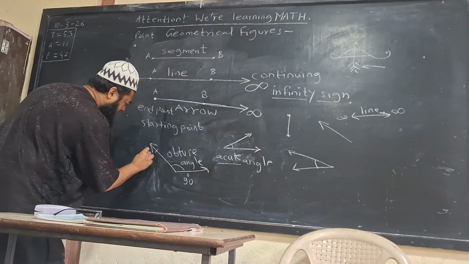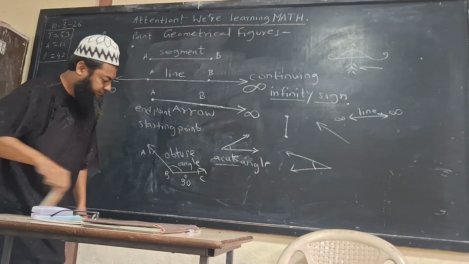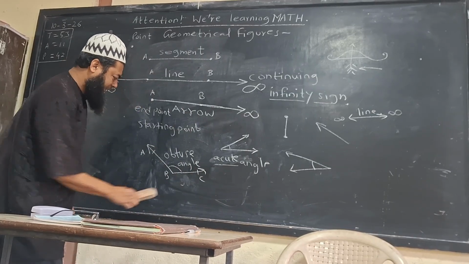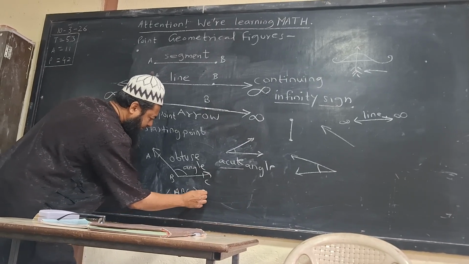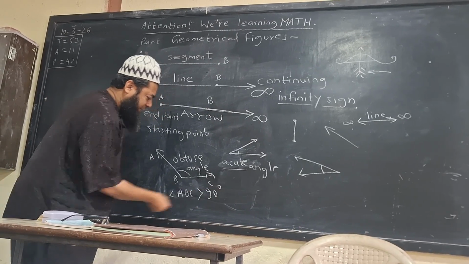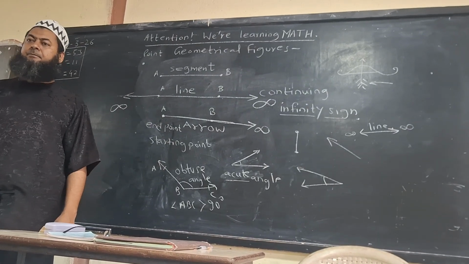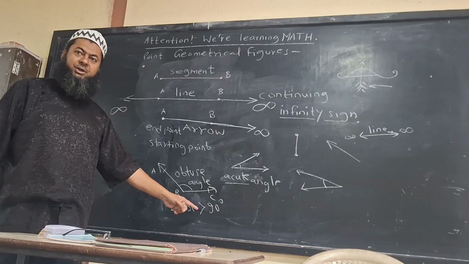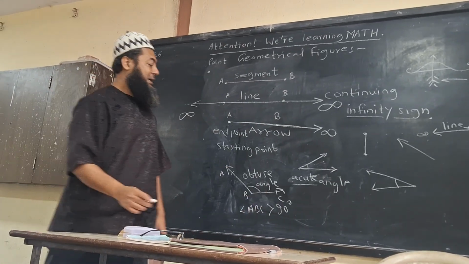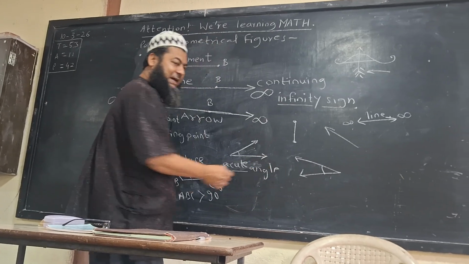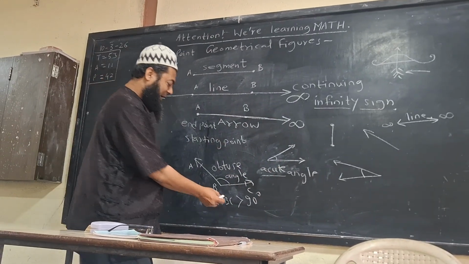You will give the names A, B and C. So here we will write angle ABC. Can you read this? What is this written mathematically? Yes, angle ABC is greater than 90. Can somebody come and write this mathematically, the same way I have written here?